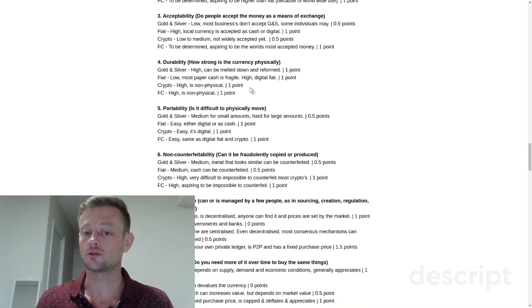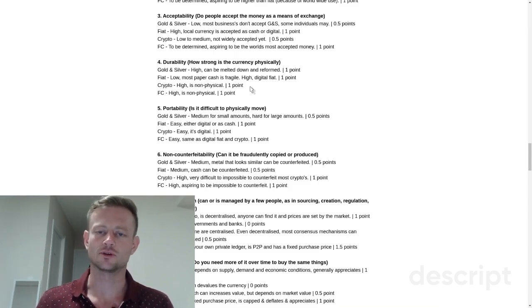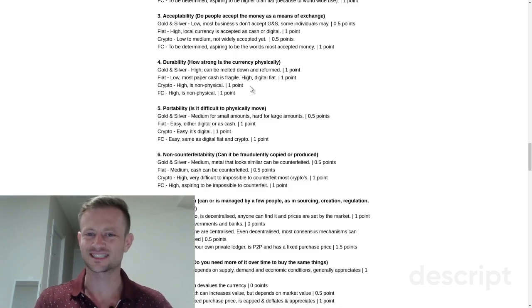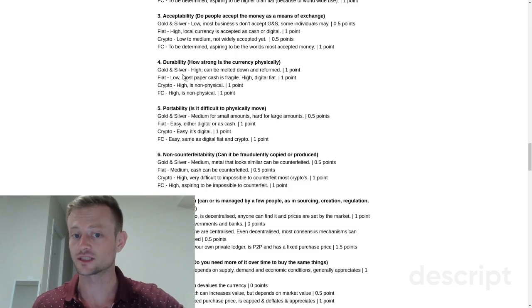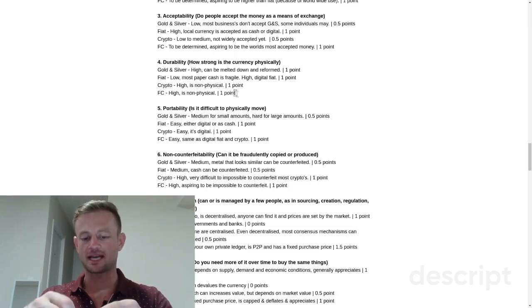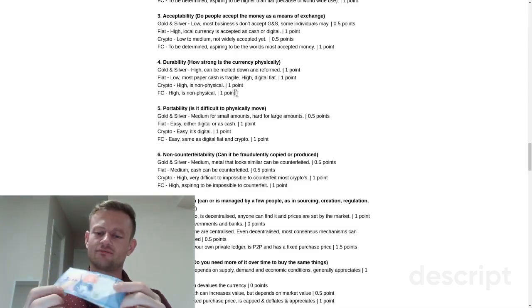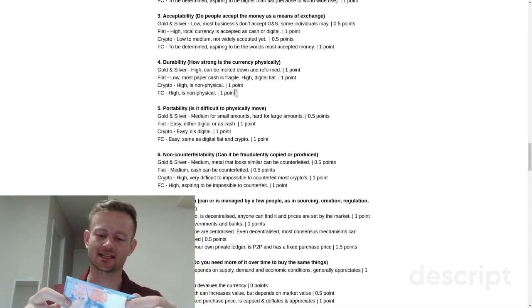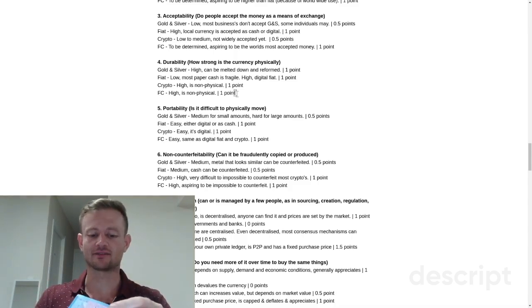Durability, how strong is it? Tomatoes aren't very durable, chickens aren't durable, tobacco or salt or sugar, not very durable, things that have been used as money in the past. Gold and silver is obviously very high. Fiat, high, though some of this paper, this is about 43 Australian dollars. You could just tear this thing in half.